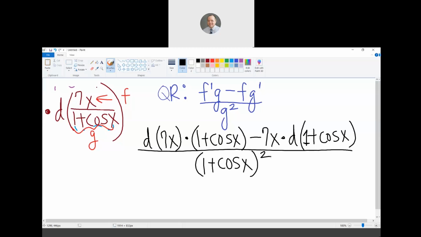Now we are ready to take the first derivative. The derivative of 7x is just 7. And over here at the end, the derivative of 1 is 0. And one of our derivative rules is the derivative of cosine x is negative sine x.